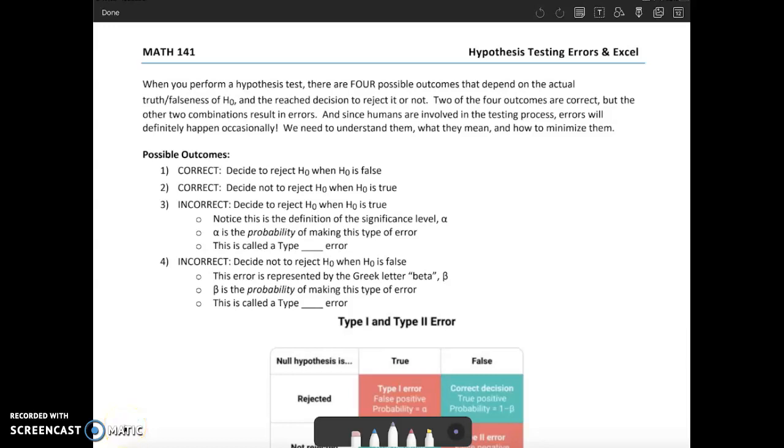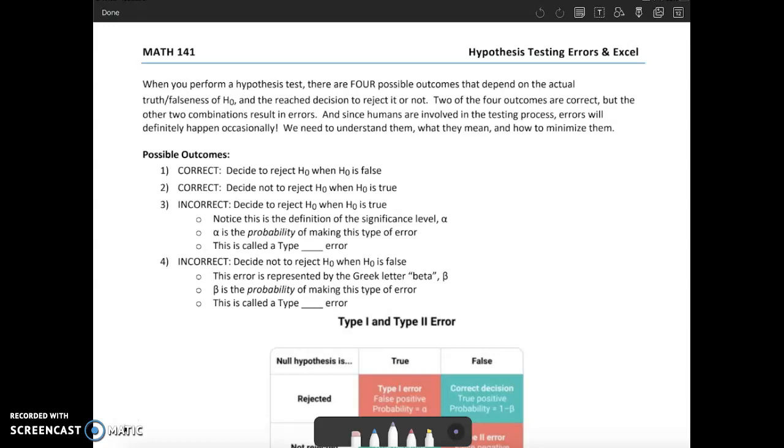In this section, we're going to be talking about errors that can occur during the hypothesis testing process and also using Excel to perform full hypothesis tests. So when you perform a hypothesis test, there are basically 4 different outcomes that depend on the actual truth or falseness of your null hypothesis and the reached decision about whether to reject it or not.